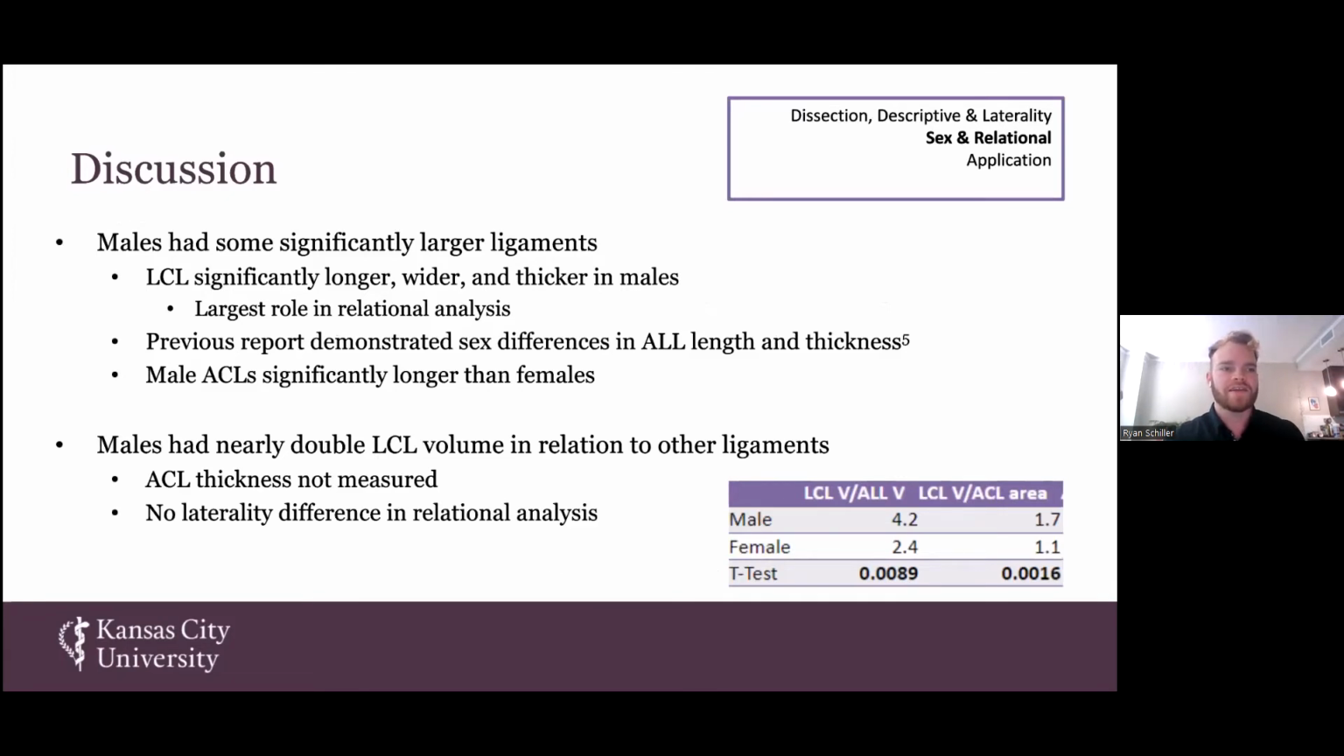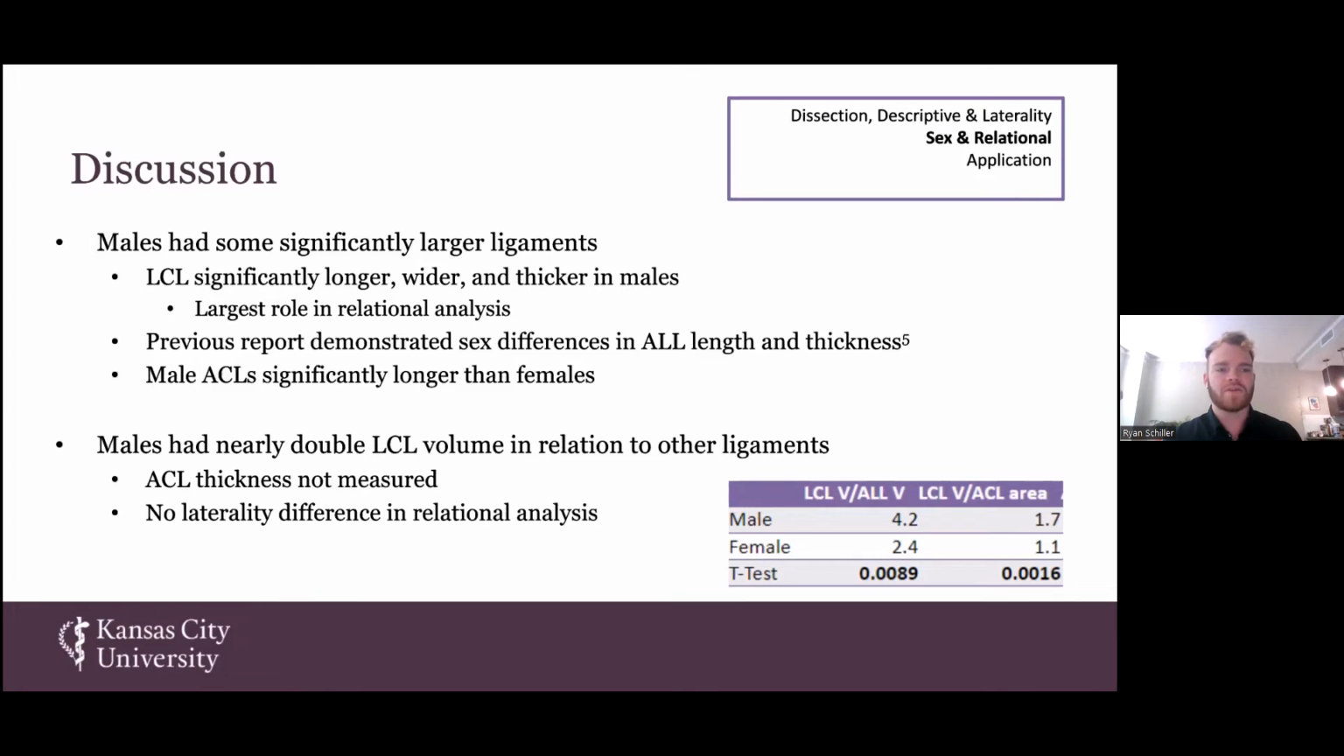And when looking at the differences in sex, the males had significantly longer ACLs and significantly larger LCLs all around. Previous studies had demonstrated that there were sex differences in both the length and thickness of the ALL. We did not find that with this current study, but as I mentioned, with the varying factors in our ALL width, differences in the sample, the dissection technique, or the measurement technique could account for not finding sex differences in the ALL in this current study.